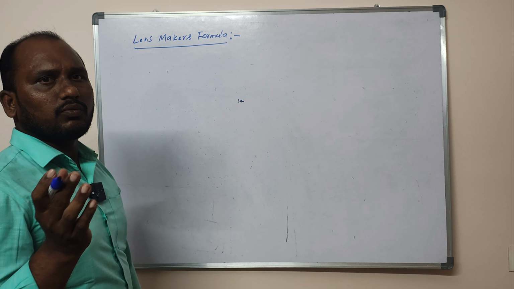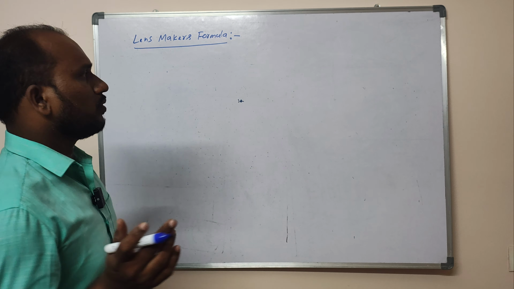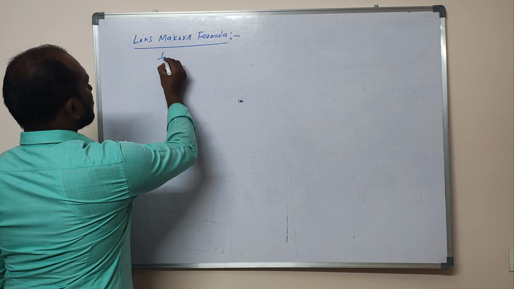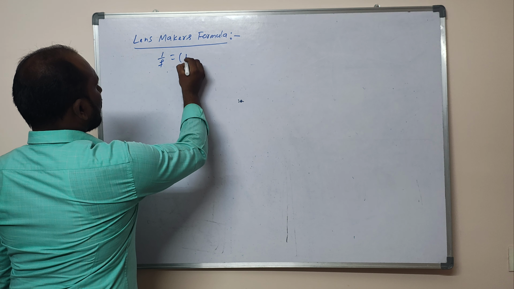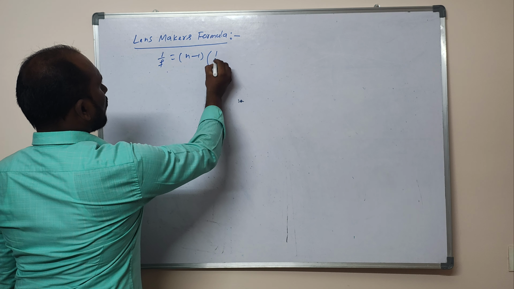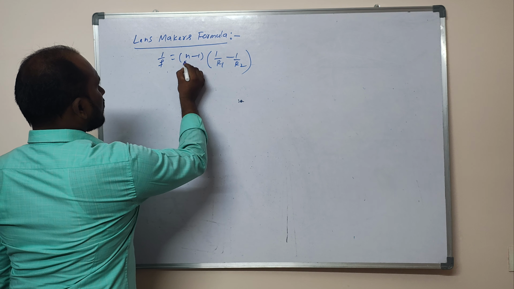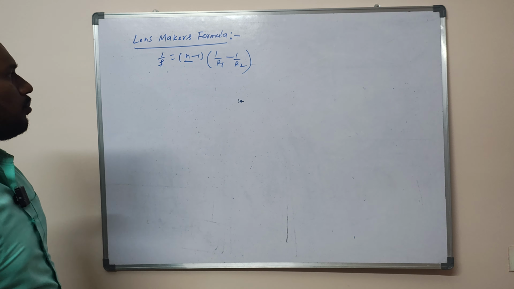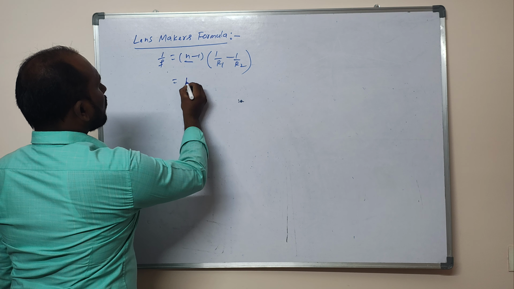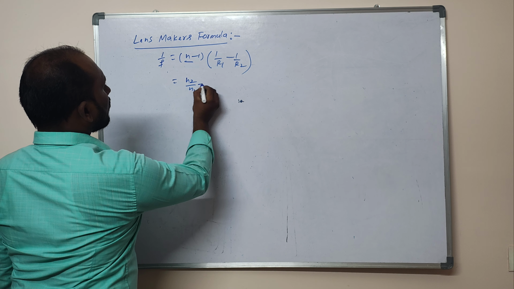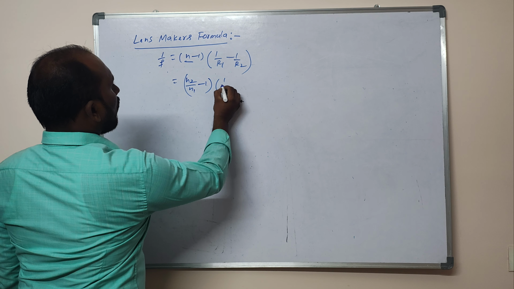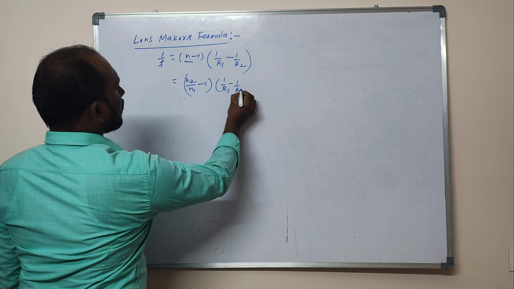And what is the lens maker's formula? 1 by f is equal to (n minus 1) into (1 by R1 minus 1 by R2). So what is n here? n is very important here. n is equal to (n2 by n1 minus 1) into (1 by R1 minus 1 by R2).